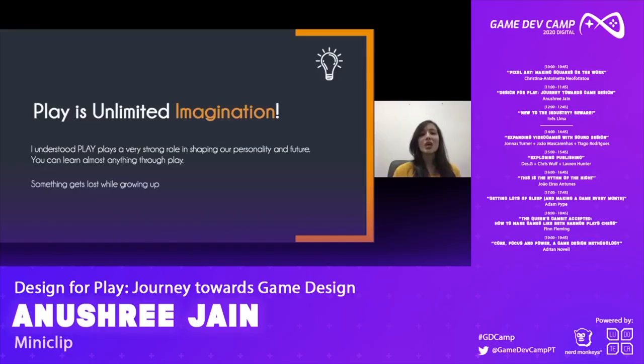So that is where we as game designers come into play, where we create a world, or we create something wherein people can relive those childhood imaginations or those childhood memories, where they can imagine themselves to be anything, and they can create and they can use their creativity in any possible way. So I feel these games, they're like a bridge between those lost childhood memories and the current scenario which you are in.